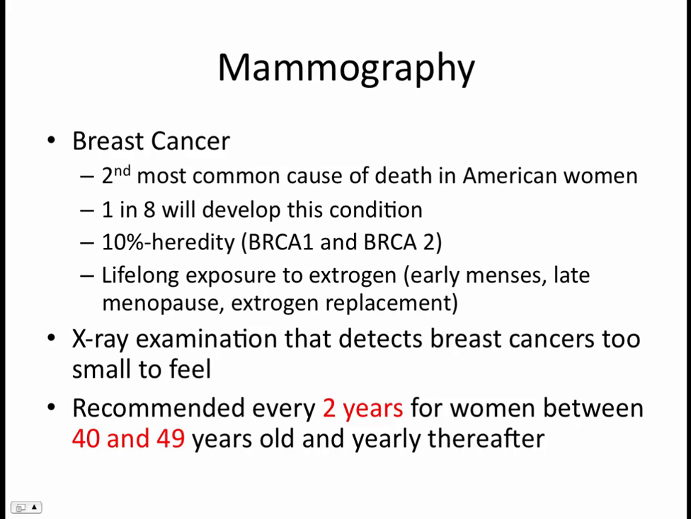Mammography, or a mammogram, why is this important? Well, it's needed to detect breast cancer in women, as breast cancer is the second most common cause of death in women. 1 in 8 women will develop this condition, and 10% of it is hereditary. And as you remember, I was telling you about proteins and why proteins are so important in regulating the body. Here we have two types of proteins, BRCA1 and BRCA2, and these are the most common proteins found to cause this type of cancer.